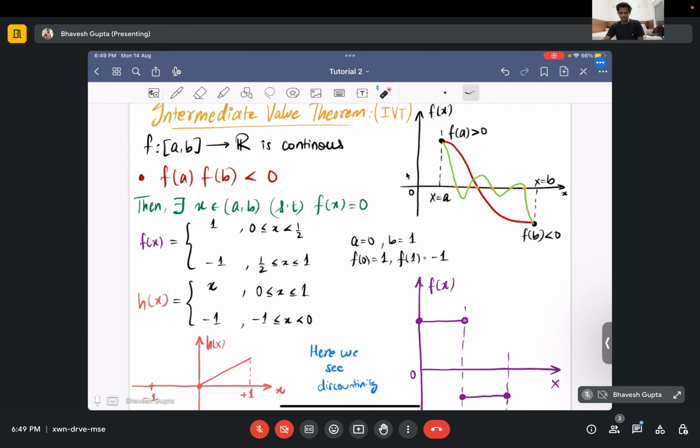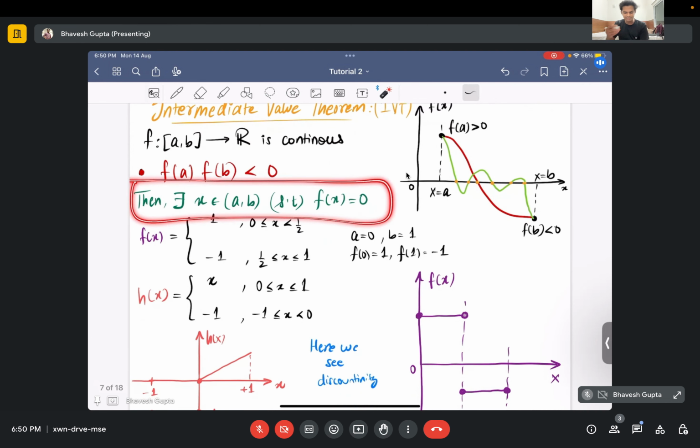It can be both, right? It can be any possibility. But the idea is that there exists a point which cuts the x-axis at least once. That's the idea. At least once. You cannot comment about the number of roots, but you can say for sure that if these two conditions are fulfilled by a function, then I can say there exists a particular point at which the function cuts the x-axis at least once. So this is basically what tells you that there exists a root in this interval.